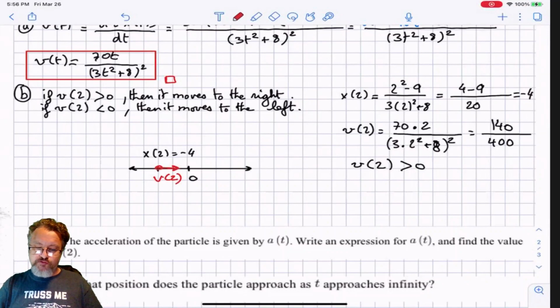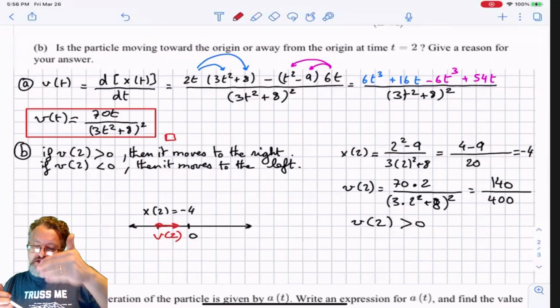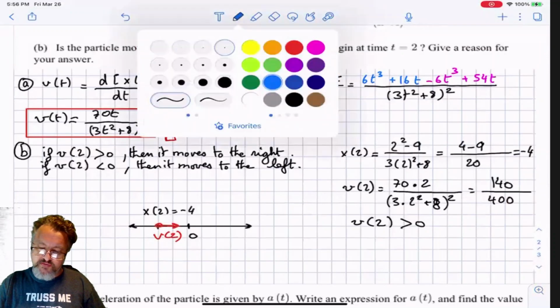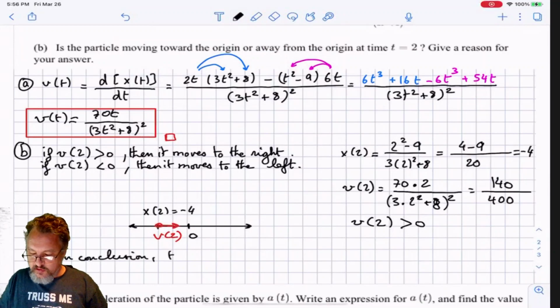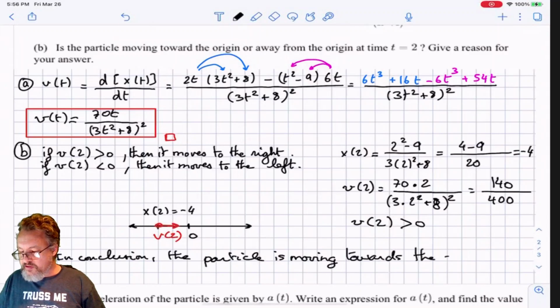Okay, so since it's moving to the right, but at that time it's to the left of the origin, then in order to answer the question, is the particle moving toward the origin or away from the origin, we need to say, therefore, in conclusion, the particle is moving, and it's clear on this picture, towards the origin.